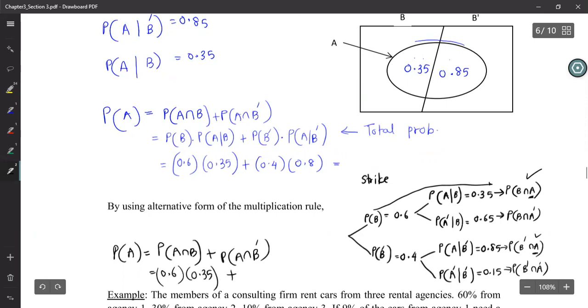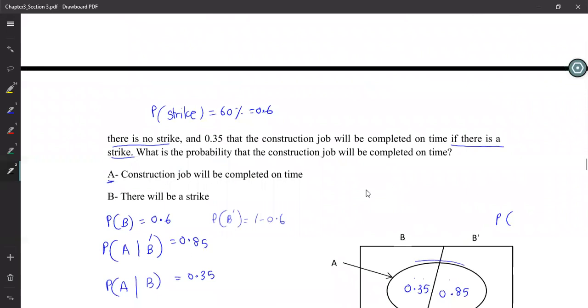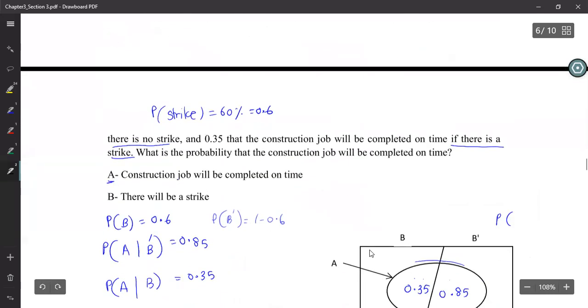Plus, the third part is what? The third part, 0.4 times 0.85. See, so you get the same answer, right? So you don't have to memorize the total probability. You can draw the tree diagram straight away and get the answer. Okay. So I guess this is clear to you. The only thing is you have to be careful where to put the probabilities correctly, especially the conditional probabilities. Okay. Any question about this one?